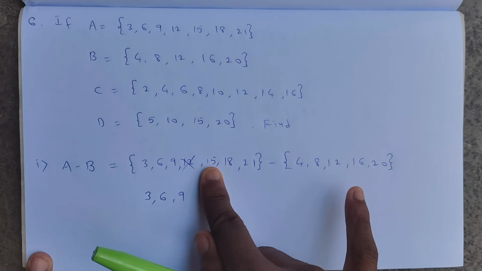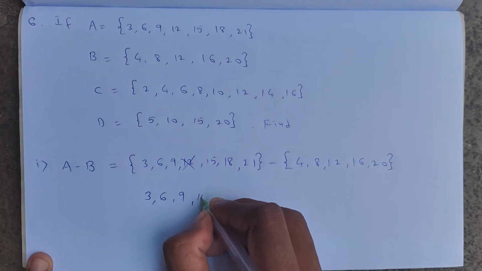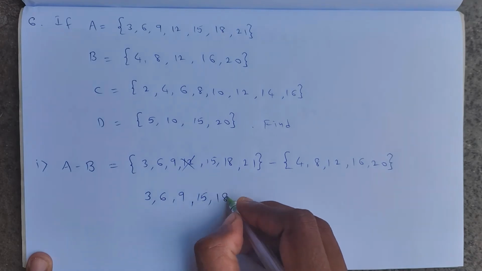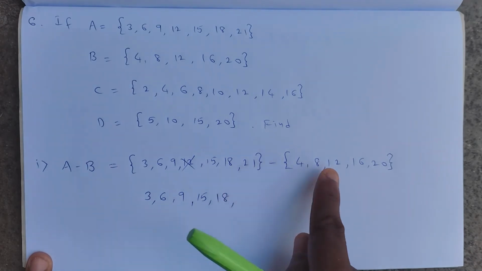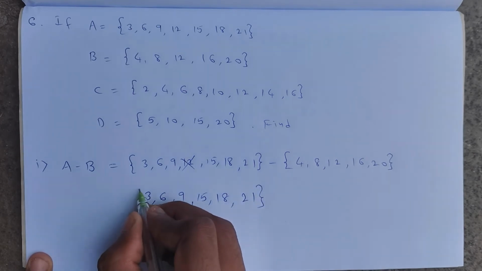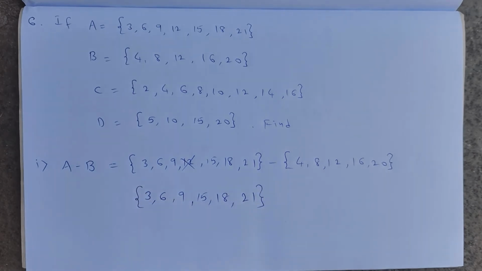Here 15 is there, here 15 is not there, so write that 15. Here 18 is there, here 18 is not there, so write that 18. Here 21 is there, here 21 is not there, so write that 21 also. So A minus B is equal to 3, 6, 9, 15, 18, 21.